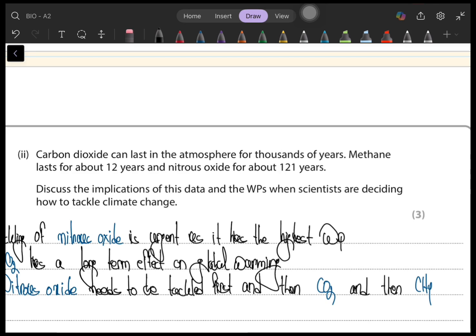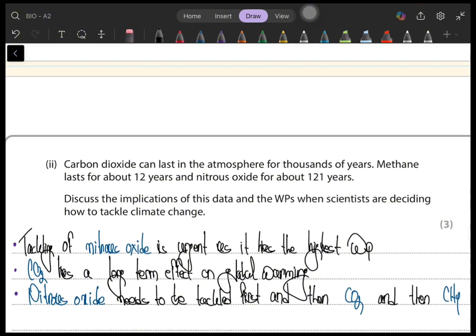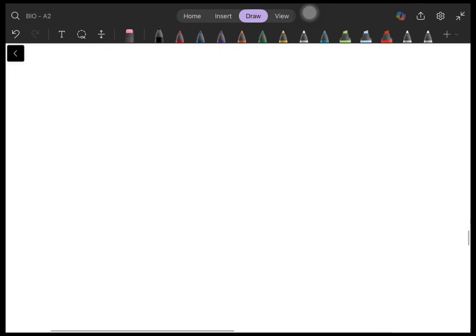However, methane is also a more potent greenhouse gas than carbon dioxide, which means that it is a stronger greenhouse gas than carbon dioxide. But first of all, we have to tackle nitrous oxide, then carbon dioxide, and then methane, right? So let's just move on.